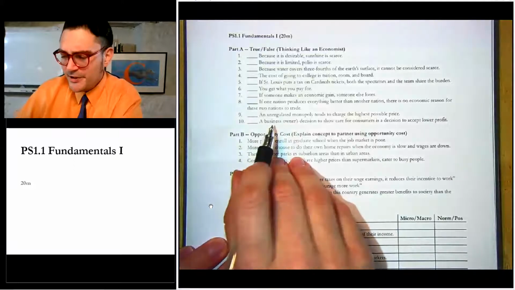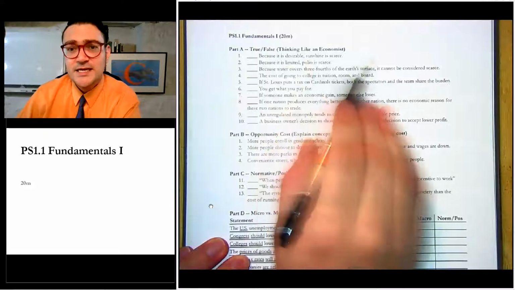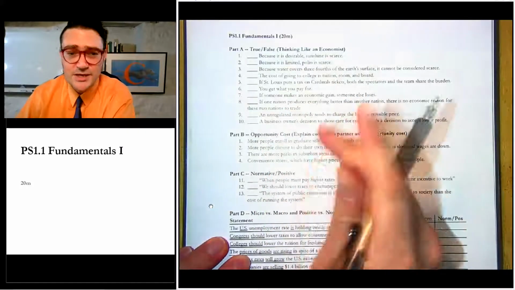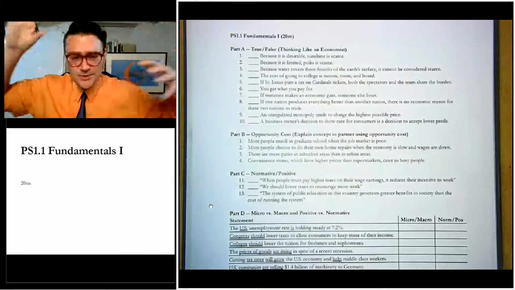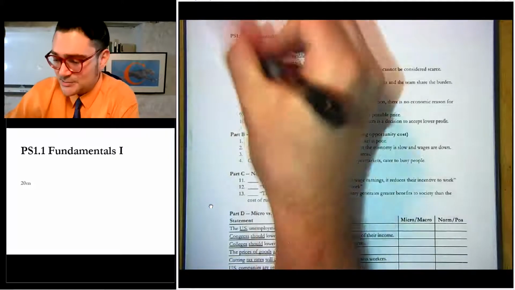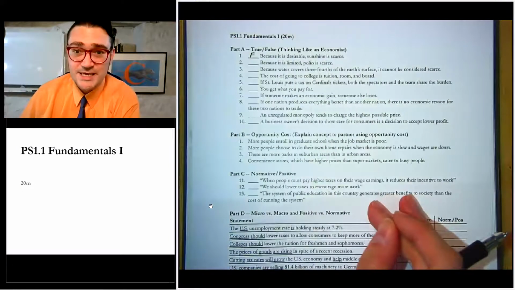So first one, because it is desirable, sunshine is scarce. Thinking through that, just because something is desirable does not necessarily make it scarce. In this case, sunshine isn't really that limited, right? In theory, I guess you could put up this huge solar screen or something and make it limited, but in reality, it's not. So we're going to say false. Just because something is desirable does not necessarily make it scarce.